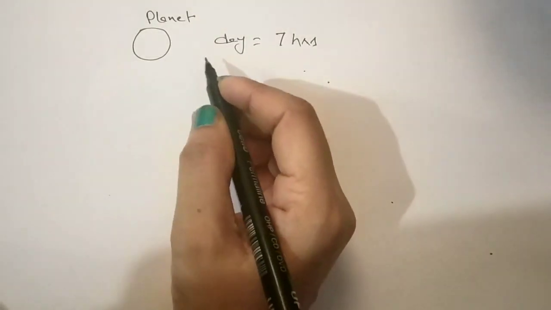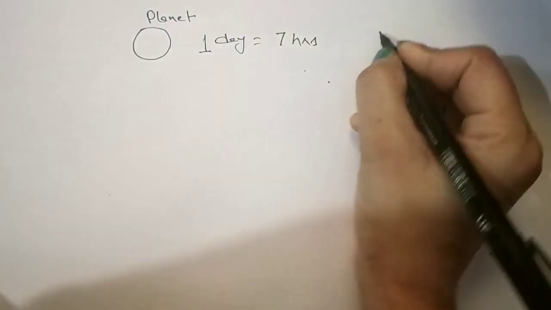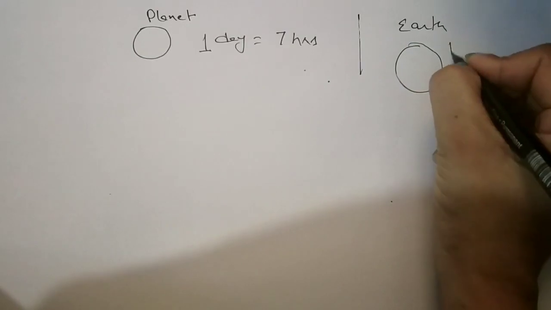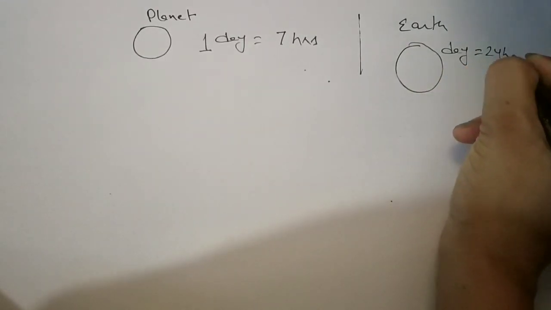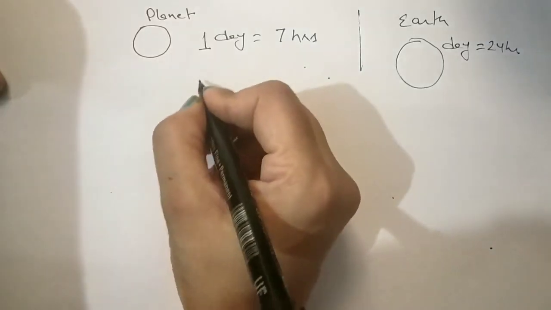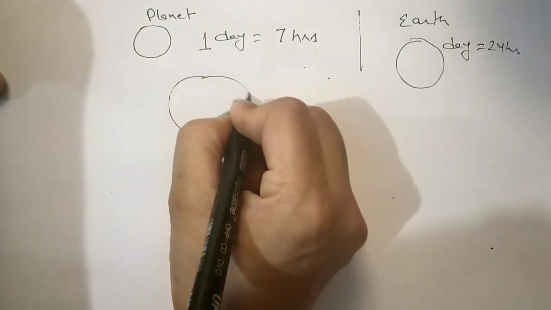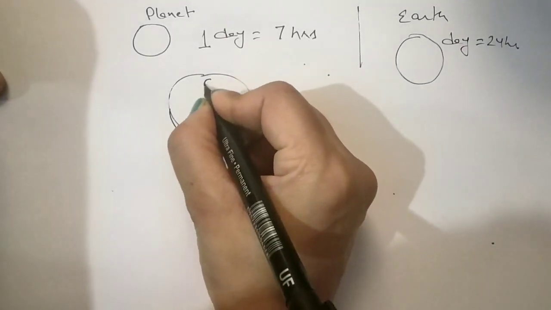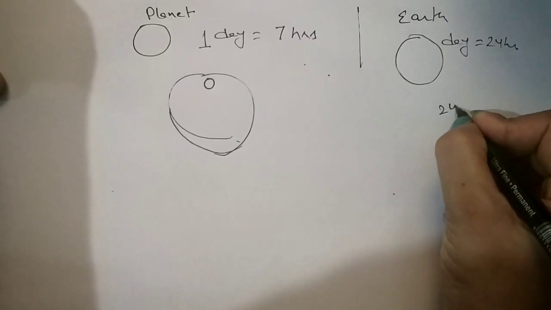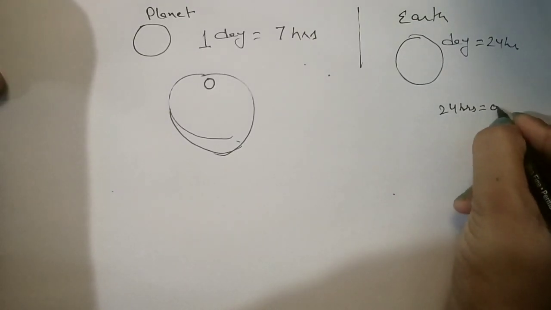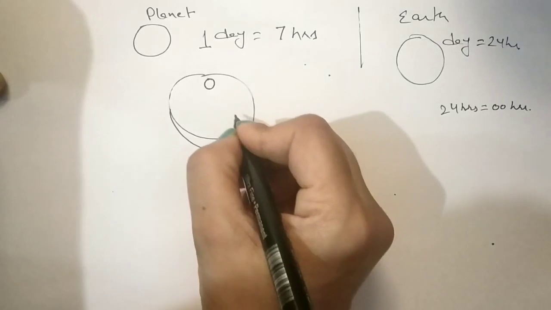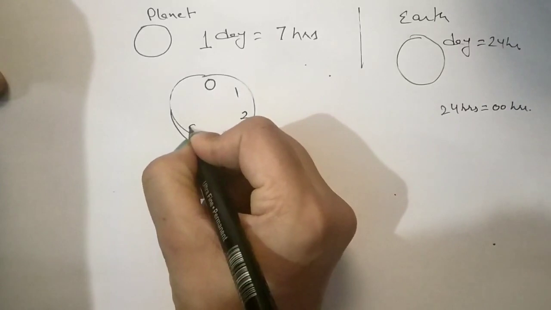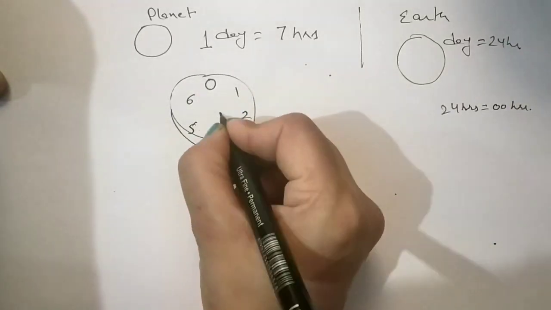Now consider a planet where 1 day is equal to 7 hours. Like on Earth, a day is equal to 24 hours. So if we have a clock for that planet, let it be a circle. That will start from 0, because 24 hours we call 0 hours. 0, 1, 2, 3, 4, 5, 6. Let this be the clock.